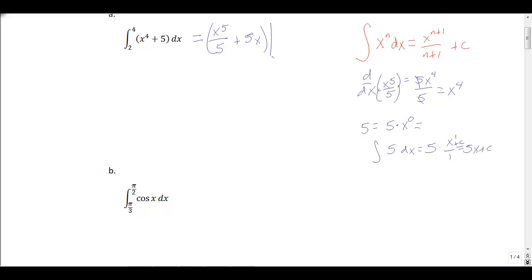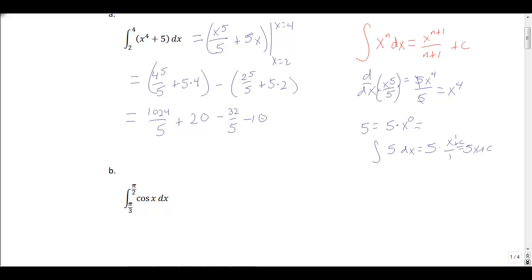And then I'm going to evaluate that at x equals 2 and x equals 4. So first of all I'm going to plug in the 4. That's 4 to the fifth over 5 plus 5 times 4. All I did is put my 4 in for x, and then I'm going to subtract what happens when I put in the 2 for x. So that's 2 to the fifth over 5 plus 5 times 2. And I just get some number here. This is going to be 4 to the fifth, which is 1024, over 5 plus 20, minus 32 over 5. 2 to the fifth is 32, minus 10.